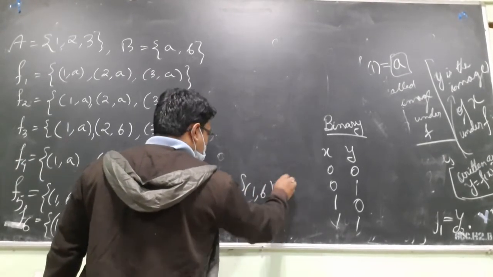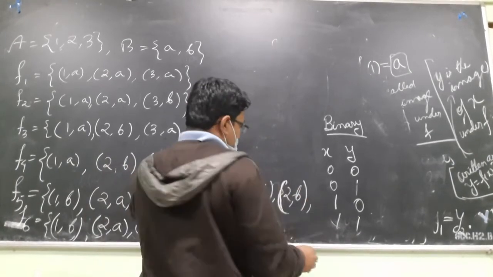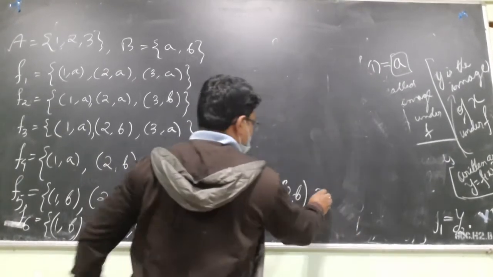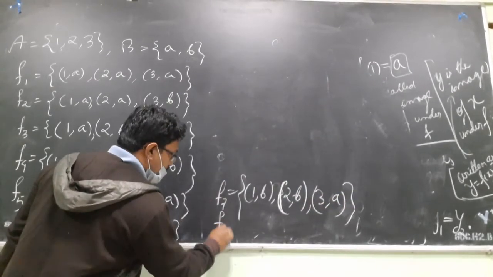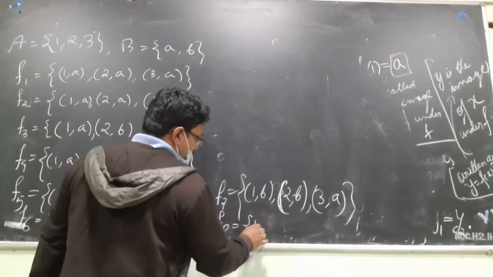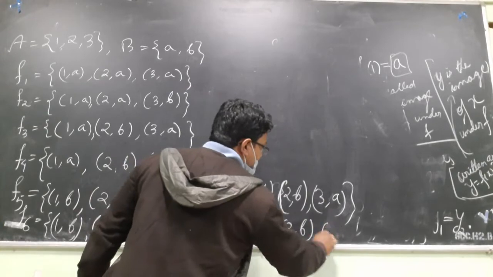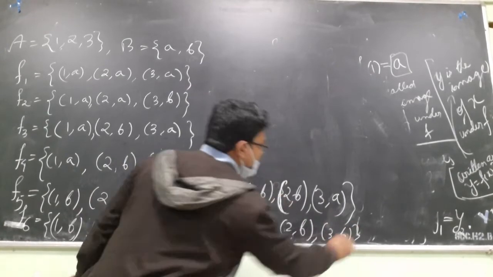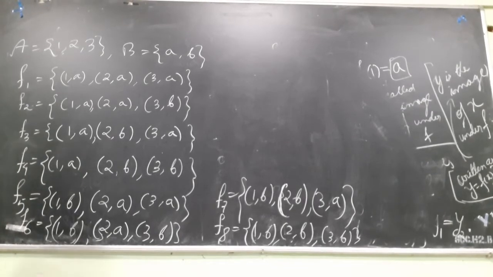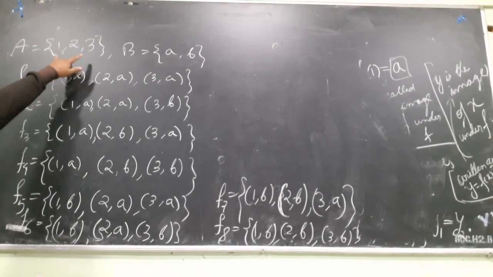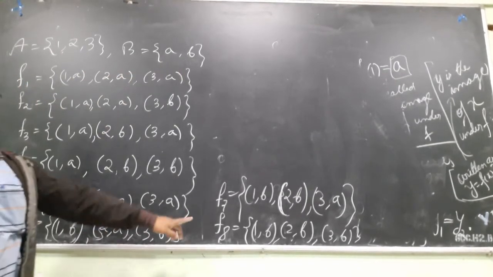F7 is 1 to B, then 2 to B, and 3 to A. Okay, 3 goes to A. And the last one, F8, will be 1 related to B, 2 related to B, and 3 related to B. So this is how we list. There will not be any mistake. So if the first set has 3 elements and the second set has 2 elements, the number of functions is 8.